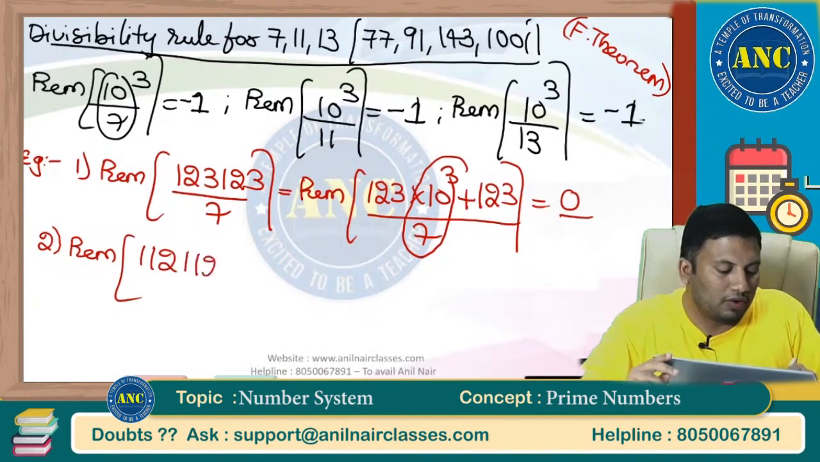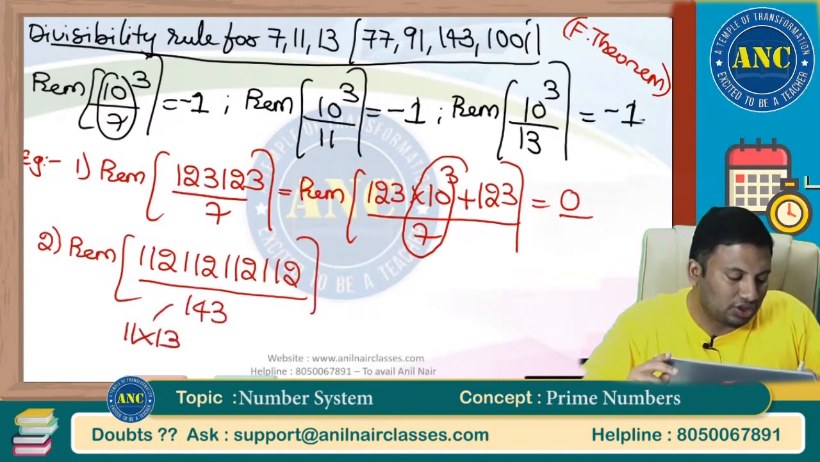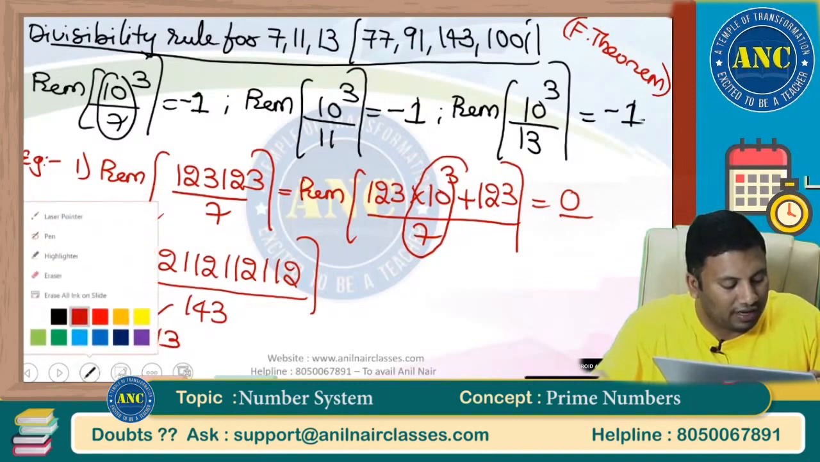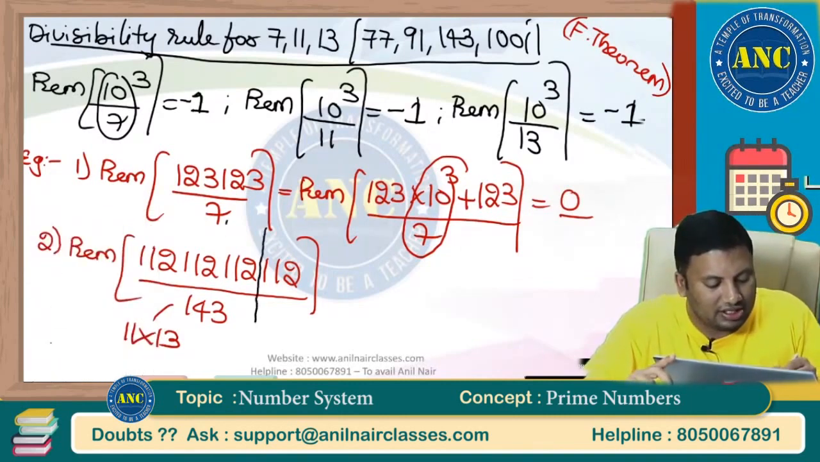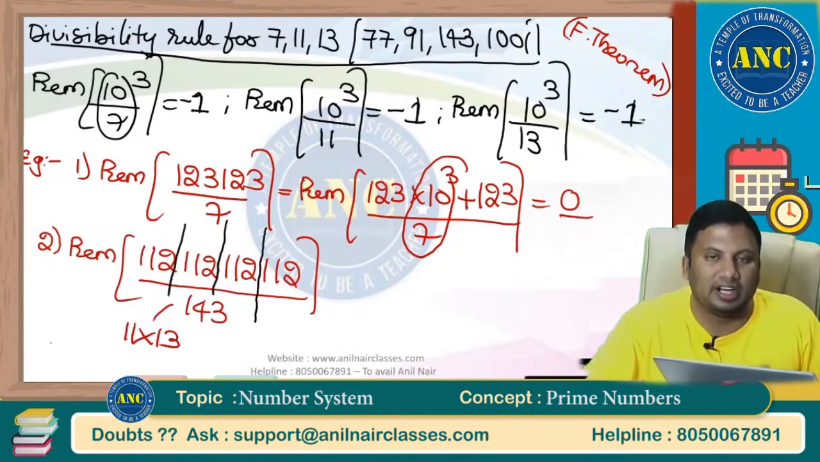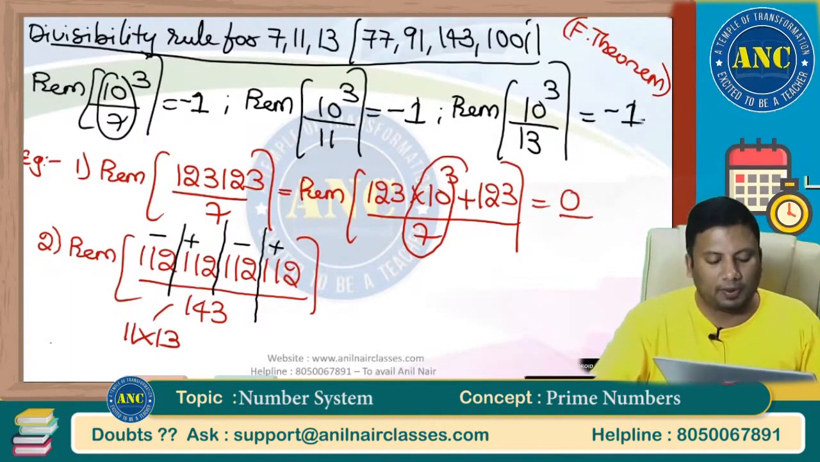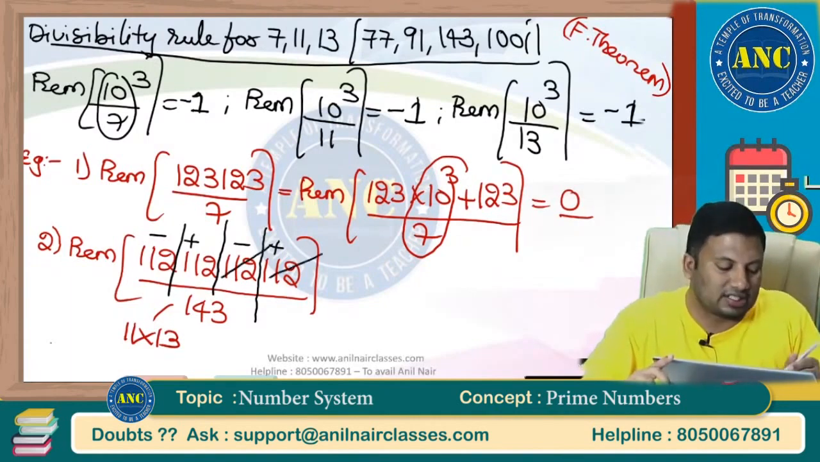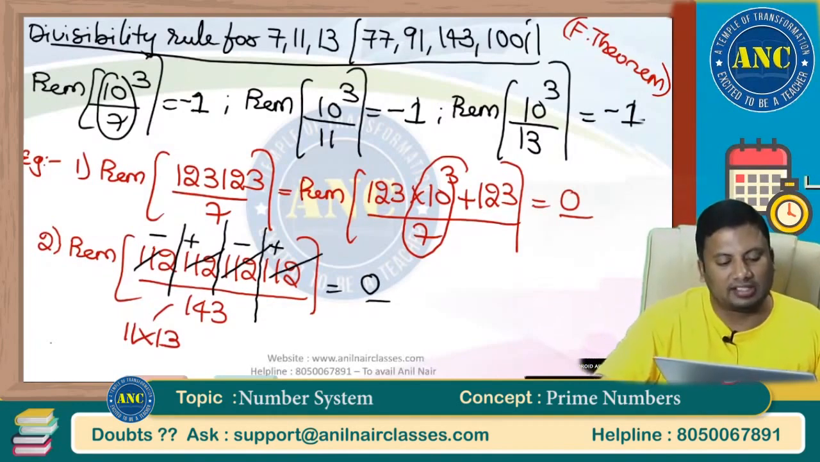Suppose I take one more example. 112, 112, 112, 112 divided by 143. 143 is 11 into 13. The divisibility rule for 11 and 13 remains the same. Take a group of 3 digits, alternately plus minus. This cancels with this, and this cancels with this. Answer is 0.